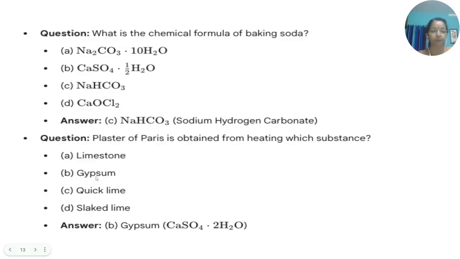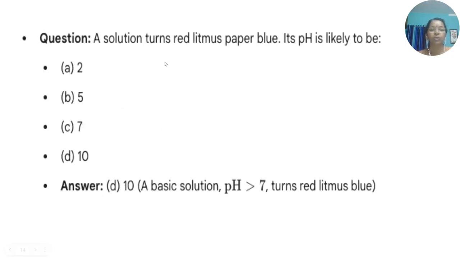We learned, isn't it? Next question is, solution turns red litmus blue. That means it's basic. So pH is likely to be above 7. The answer is option D, 10 is the answer.